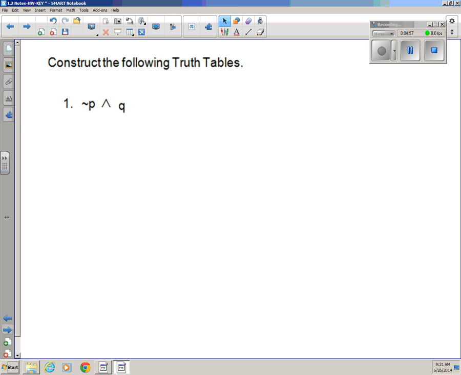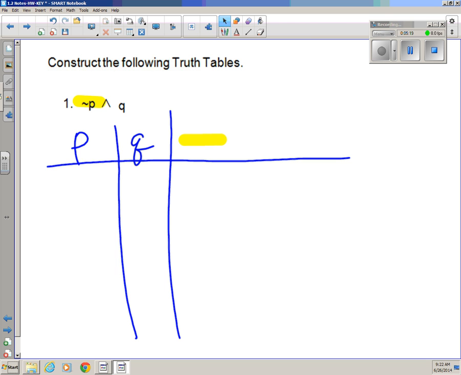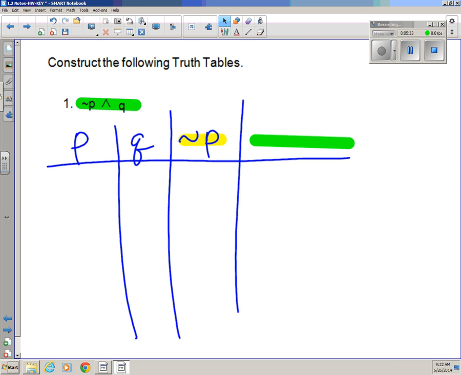So they want a truth table for negation P and Q. Well, truth tables always have to start out the same way. You always need a P and you always need a Q. Well, if I start looking at what's in this particular truth table, I notice that I've got this negation of P. I don't have a negation of Q, but I have a negation of P. So I better put that negation of P in my truth table. There's no other single statement that I need, but then I see that the entire problem has to be negation P and Q. So that's going to be my final column, negate P and Q.